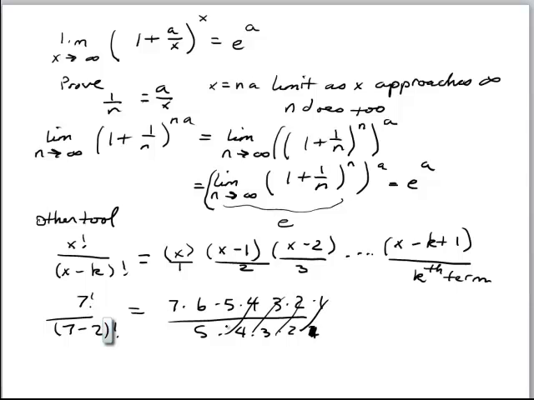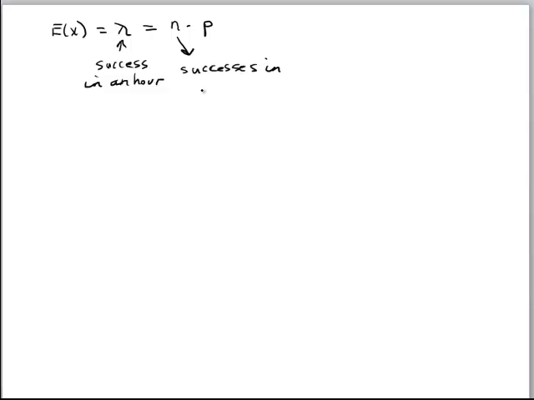And we start crossing things out, and all we're left is 7 times 6. So there we go. We have all the tools that we need right now. So we'll say the expected value of x is lambda, that's successes in an hour, which is equal to n times p, and that n is actually successes in a much smaller interval.